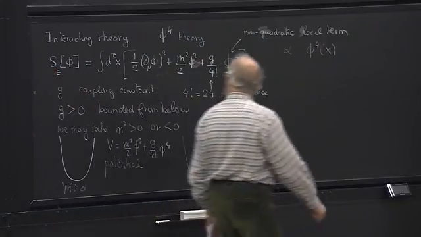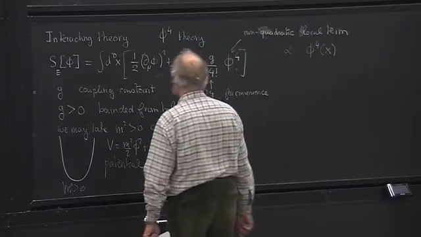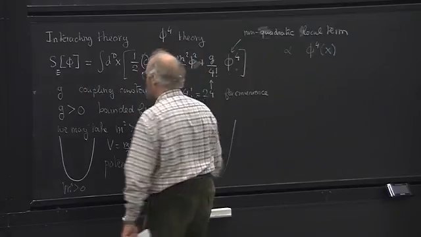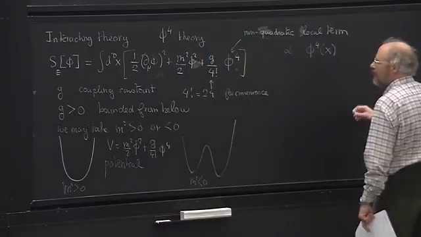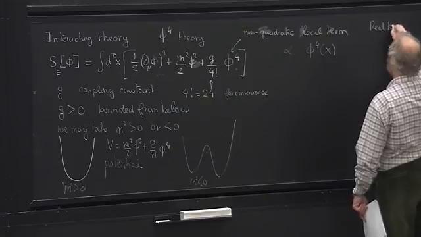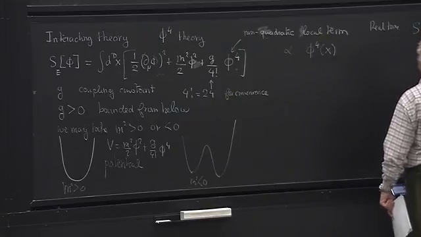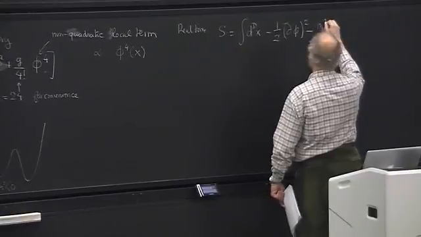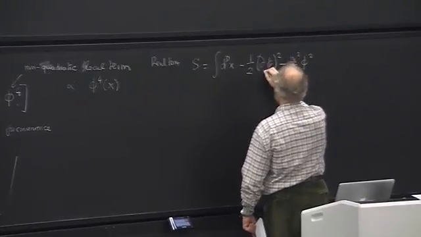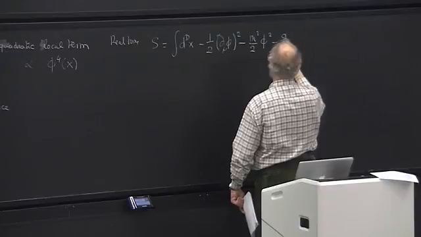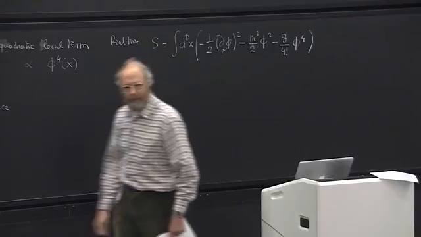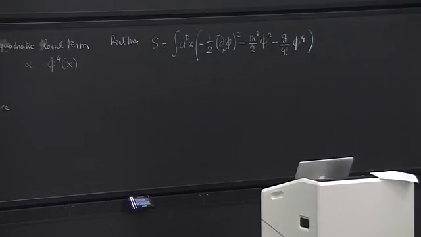Okay. So now, in this interacting theory, of course, I wrote it in the Euclidean, and in the real time formalism, the action will be the integral d^dx, and again, that's minus 1/2 (d phi) squared minus m squared over 2 phi squared minus g over factorial 4 phi 4. Okay? Good.